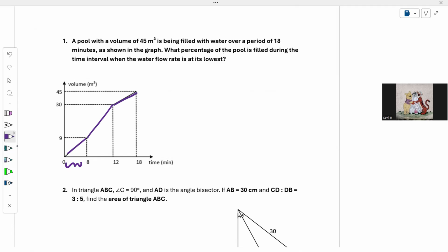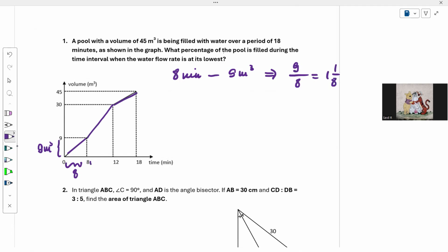From 0 to 8, it's 8 minutes. From 0 to 9, it's 9 cubic meters. So in 8 minutes, the first part fills 9 cubic meters, right? If we want to find the rate per minute, what part will be filled, let's find 9 over 8, 1 whole 1 over 8.